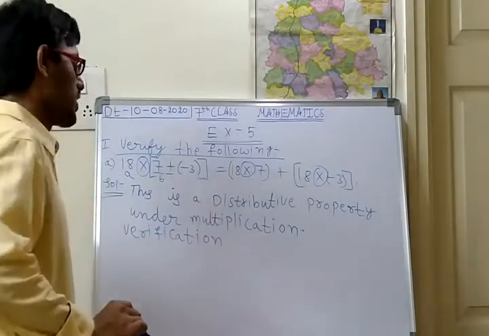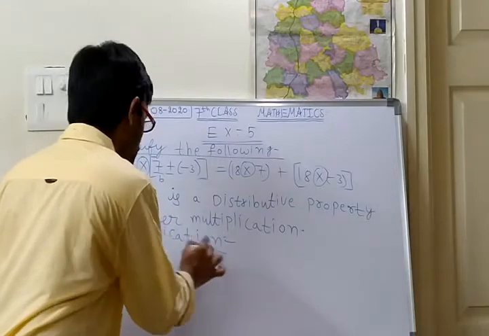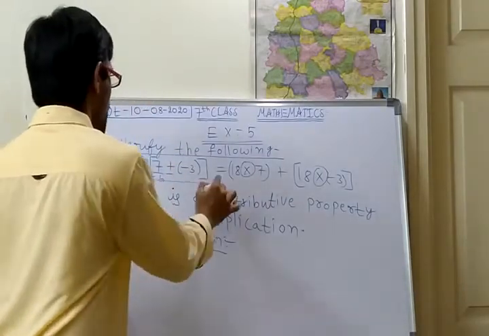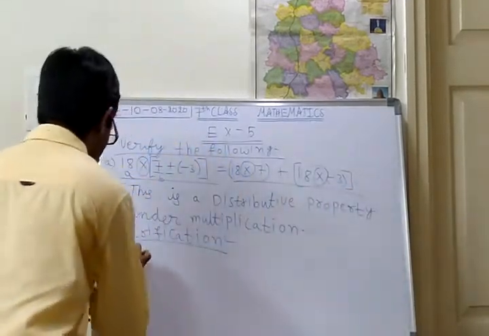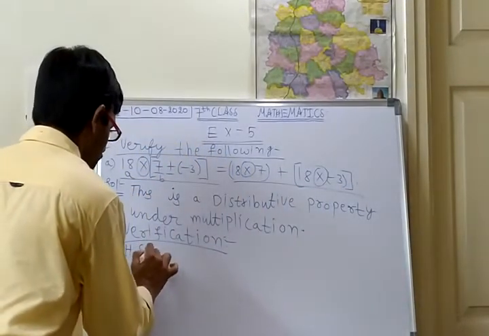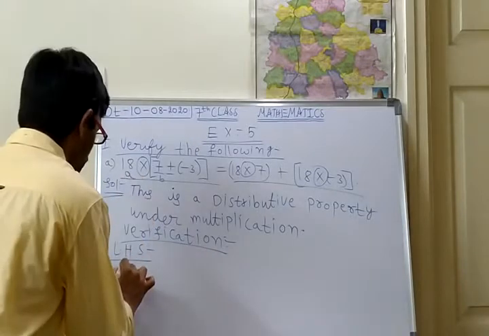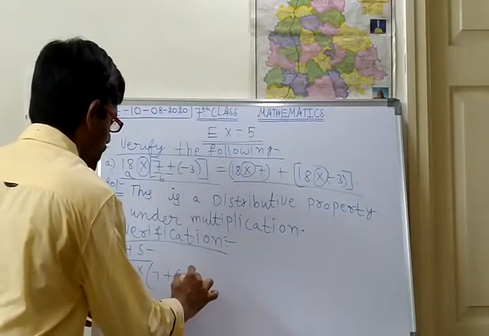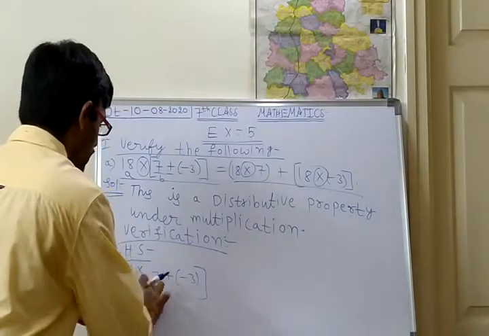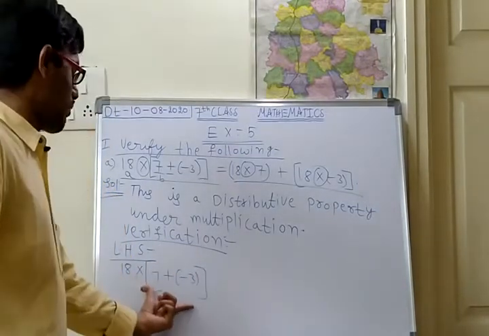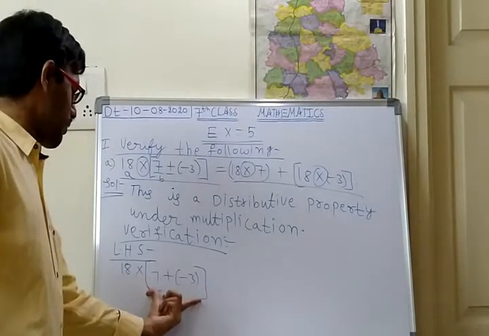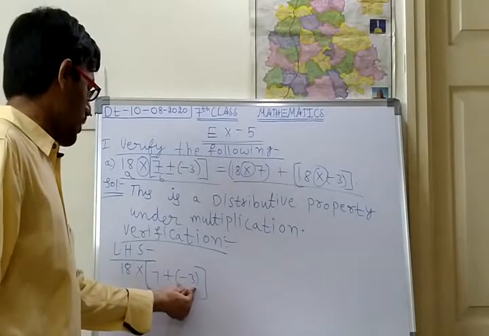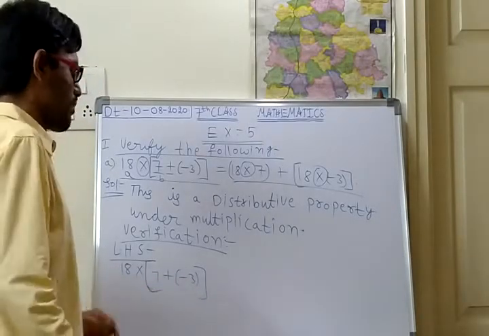Okay. So for this verification, first take only the LHS. This is LHS and this is RHS. LHS is 18 into 7 plus of minus 3. First of all, remove the brackets. If we want to remove them, first we have to solve this bracket. In this bracket there is one more bracket, plus or minus bracket.